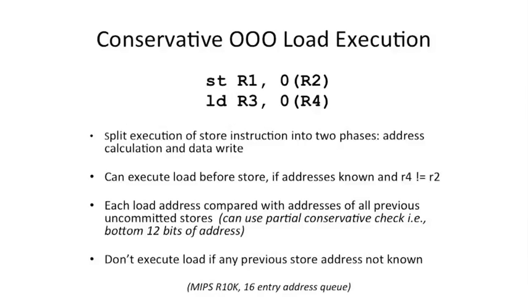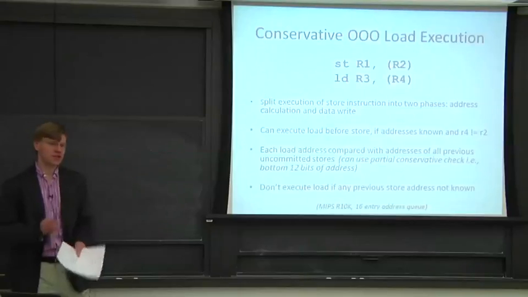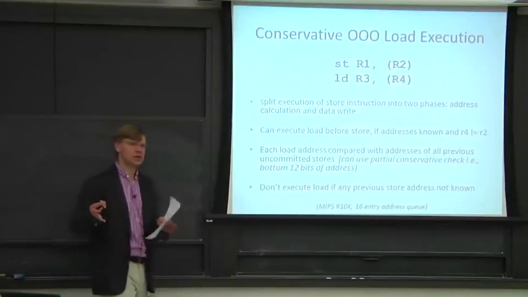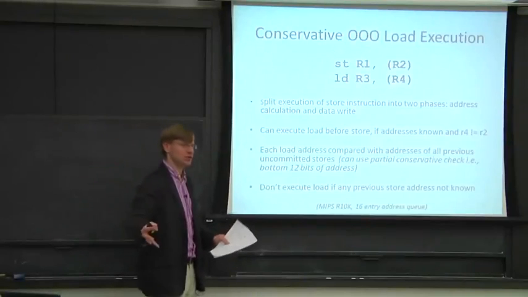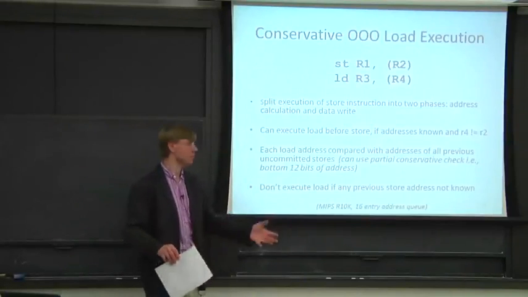By doing this, we can guarantee that, because we did the address computation early, we can know that the subsequent load is not going to alias, or we know that R4 is not going to be equal to R2. And we can go execute the load before the store in this case by splitting the store into two different parts, the actual store portion and the address computation.